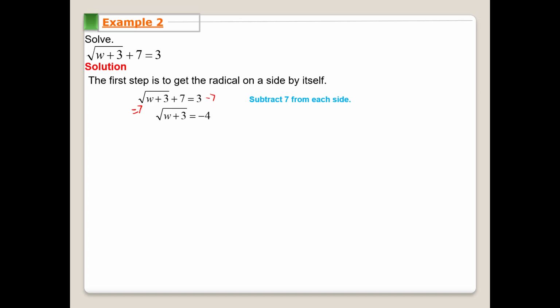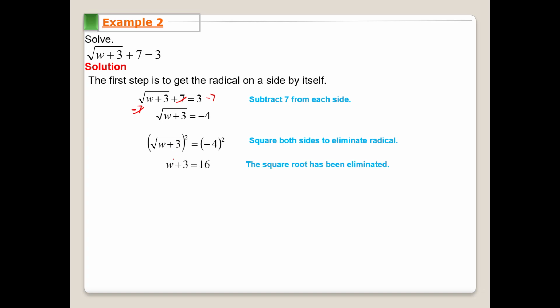In which case the 7's will go away on this side, and 3 minus 7, of course the 7 is bigger and it's negative, so we got a negative 4, okay? Now we have a radical on one side already, so now we just need to square both sides to eliminate it. So let's do that. So we square both sides, and we should get w plus 3, and then negative 4 squared.